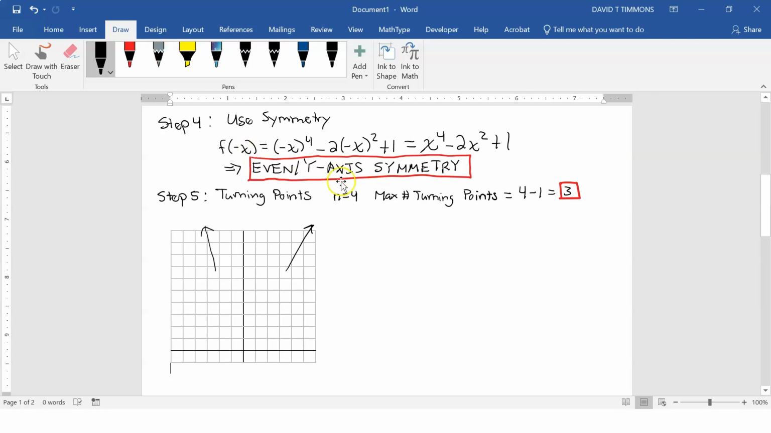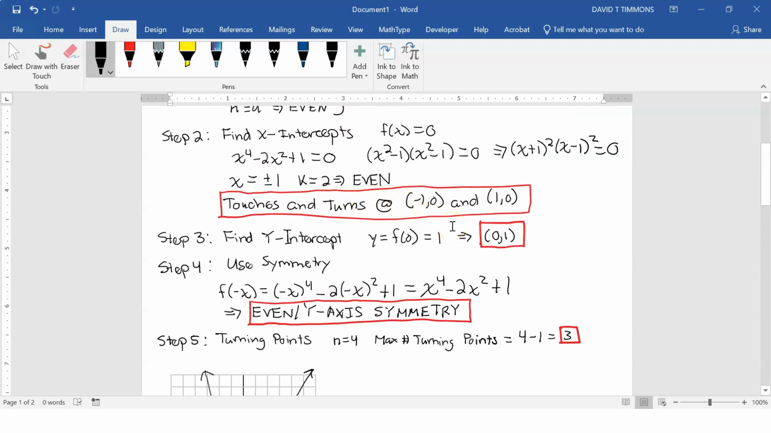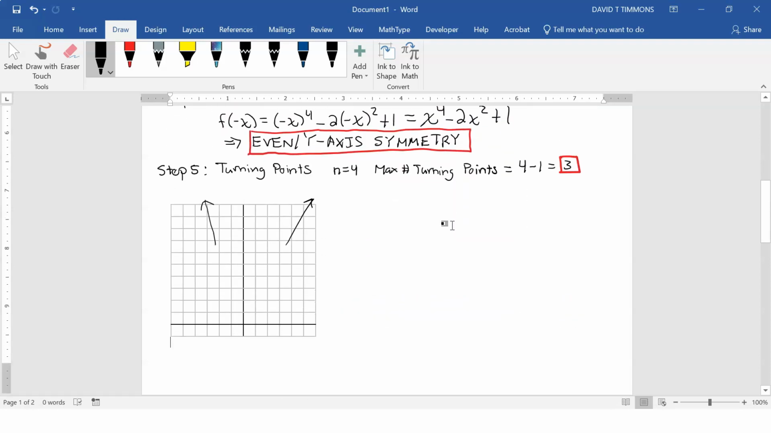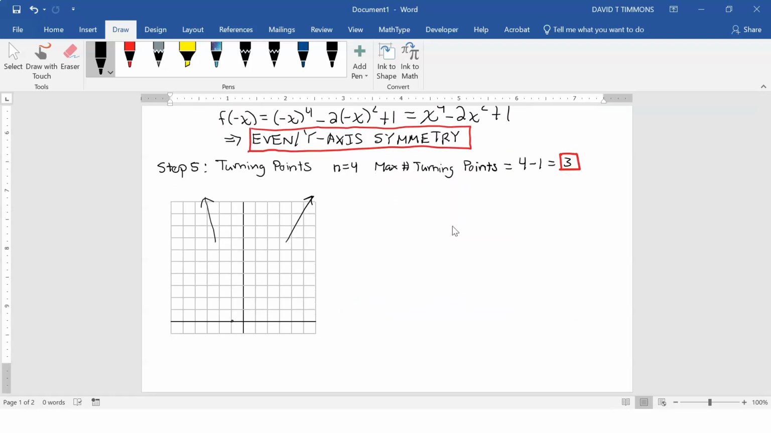Now, we also know from the intercepts, the graph touches and turns at minus 1, 0 and 1, 0. So we have an intercept here and an intercept here, and the y-intercept is at 0, 1. And so we know because of the touching and turning, the graph will come down, it will go like this, and come down here. We know we have even and y-axis symmetry, so we see that symmetry here on the graphing grid around the y-axis. And the maximum number of turning points is 3, which we have 1, 2, 3 turning points.